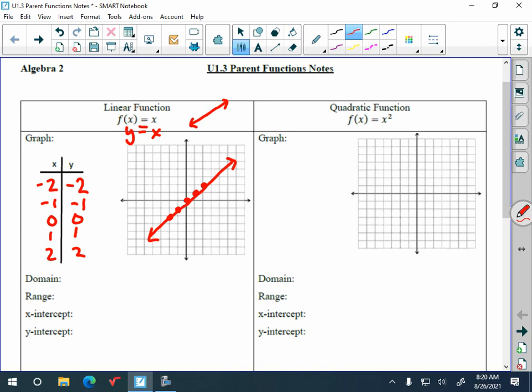All right, what would the domain of this function be? Or the domain of the graph? Look at it on the graph. Good, -infinity to +infinity.